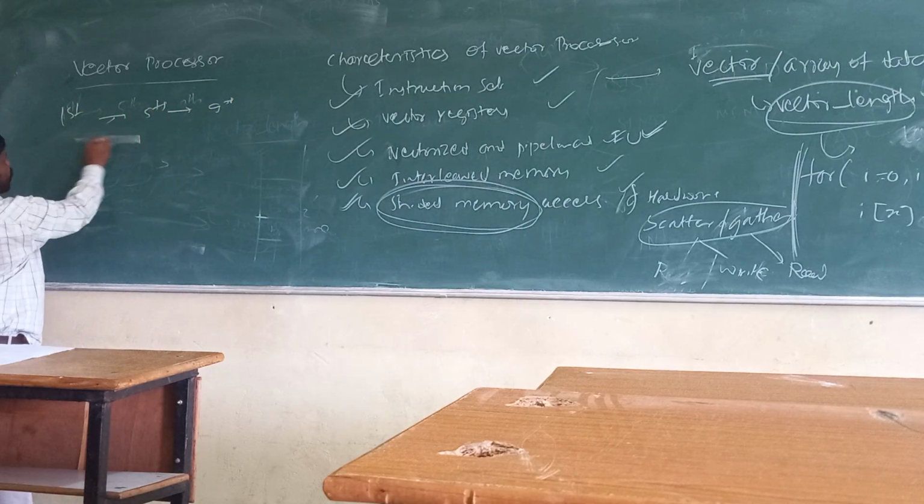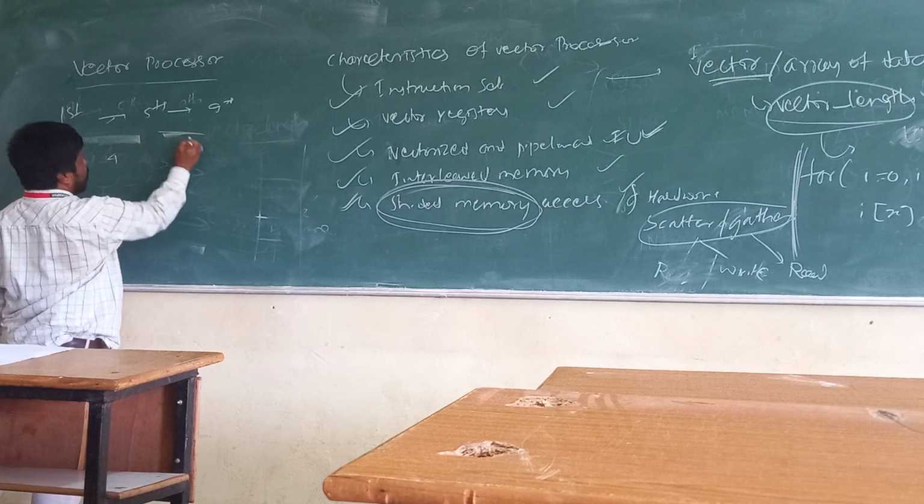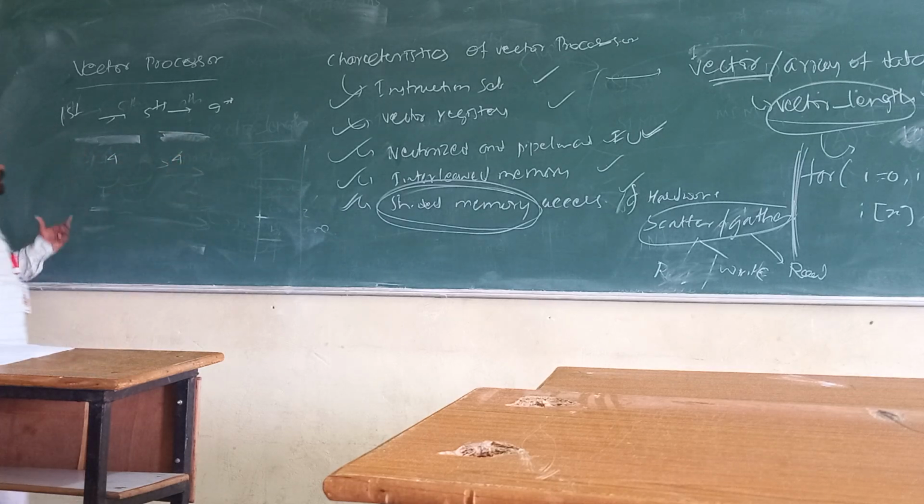Here the stride is fixed at 4 only. We are accessing some elements with the stride value. This one is the strided memory access.